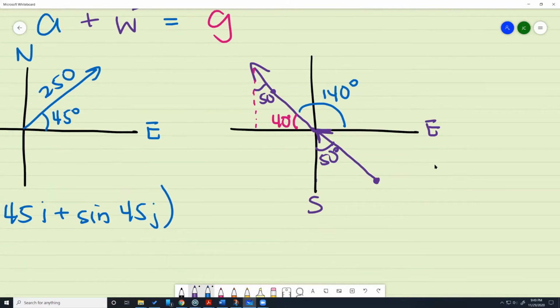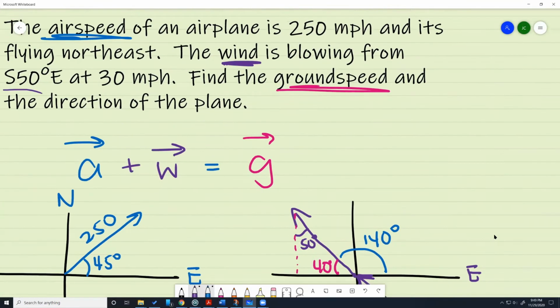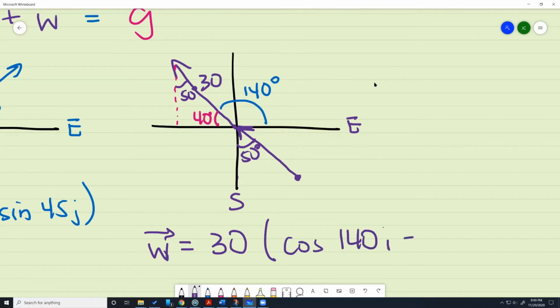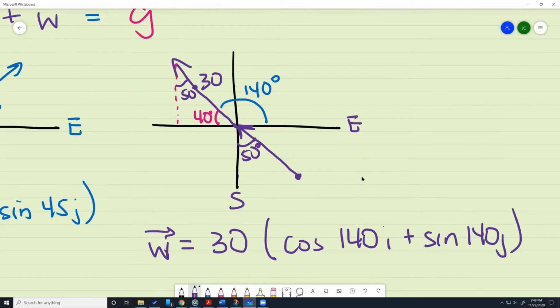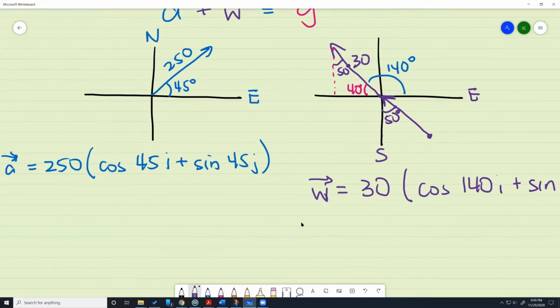So now we can get the component form of the wind vector. The speed of the wind was 30 miles per hour. So here's the wind vector: 30, that's the speed, and then horizontal component cosine of 140 i plus sine 140 j. Great. All you have to do to get the ground speed is add these two up.